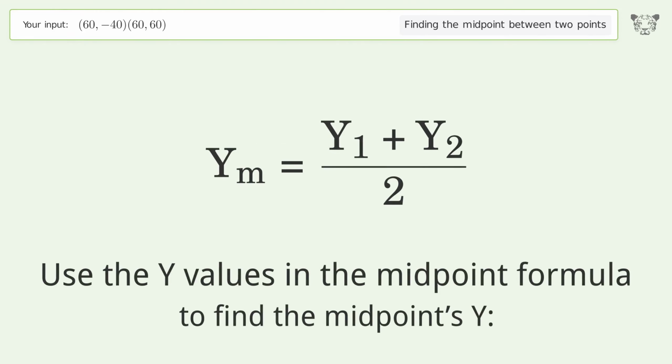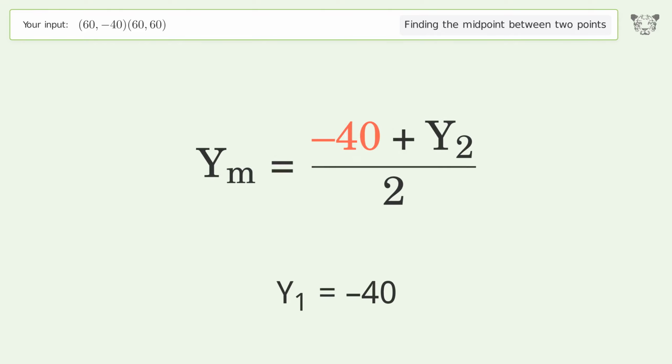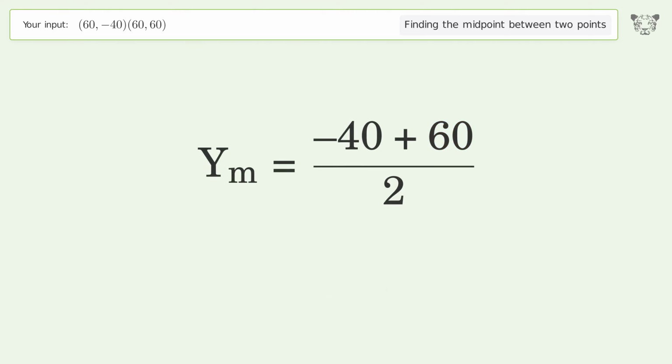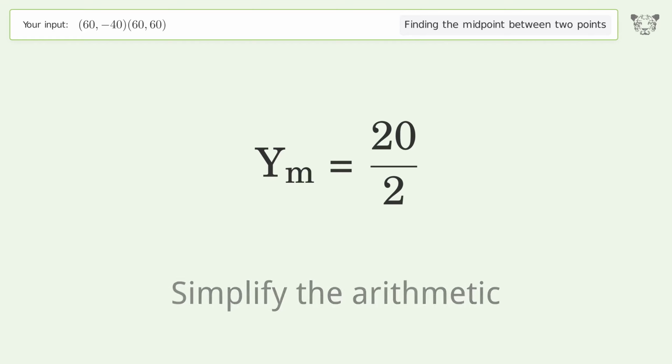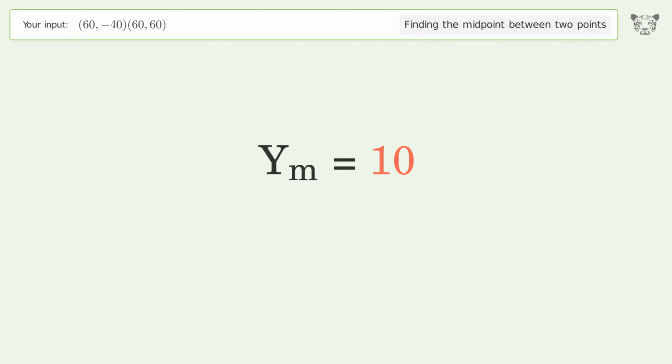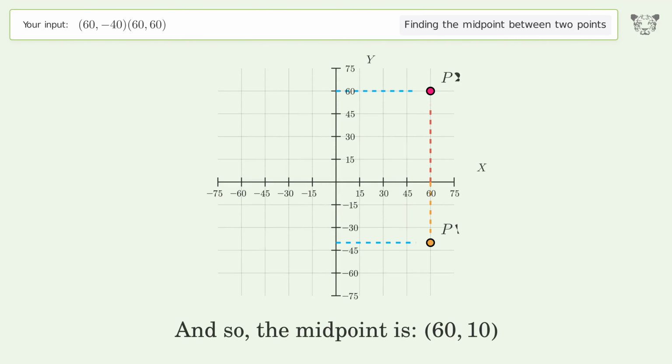Use the y values in the midpoint formula to find the midpoint's y. y1 equals -40. y2 equals 60. Simplify the arithmetic. And so, the midpoint is 60, 10.